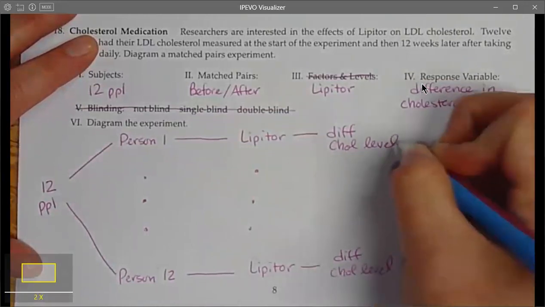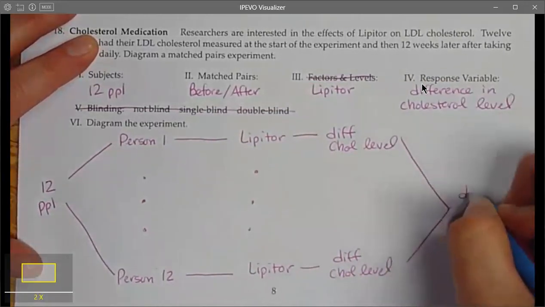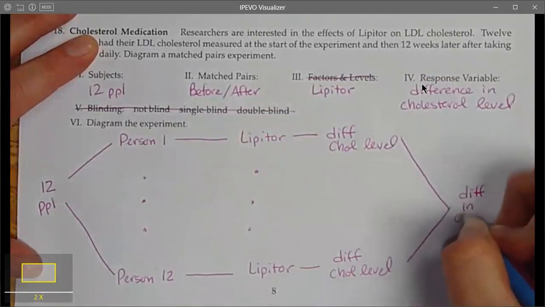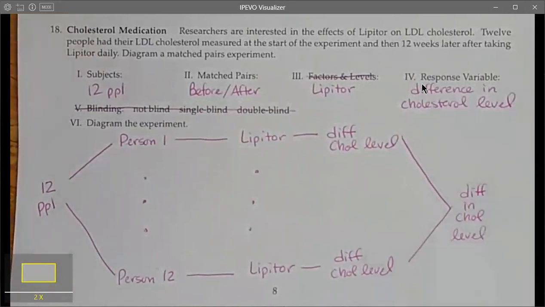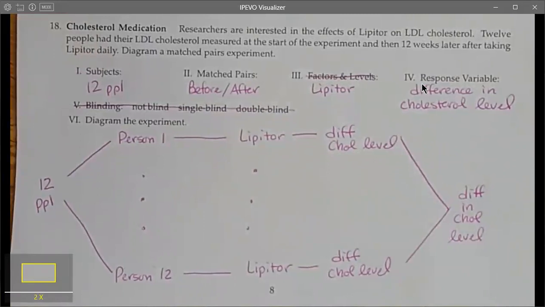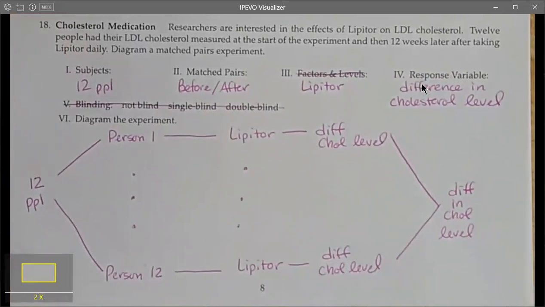And then we're going to compare all 12 of these people together to see if there's a majority of people who improved with this medication, stayed the same, or got worse. So we want to see if we can find some trends or patterns there to kind of inform what we want to do next with our research. Okay, so there's your basic before and after matched pairs.